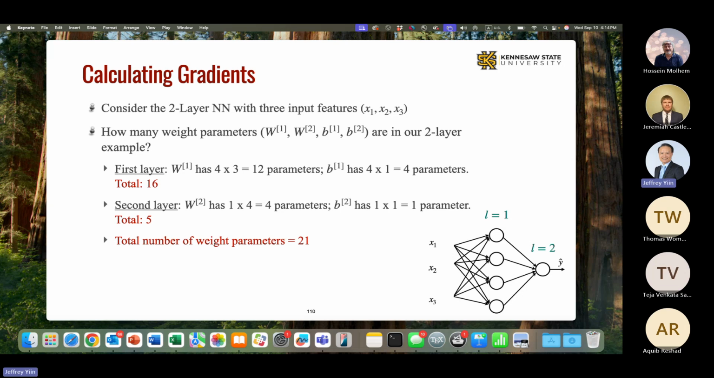You can think about bias as a weight. Remember the equation Z equal to W1 times X plus B. So bias and weight are both weights, but we just separate them.